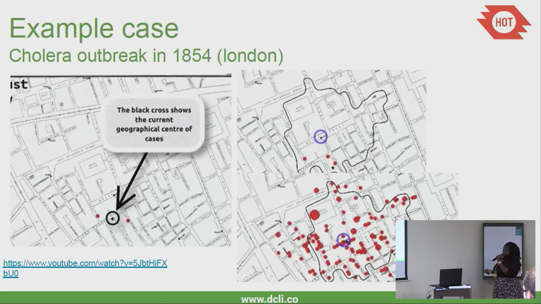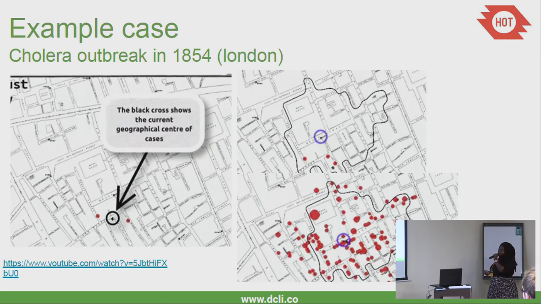This was the case, which we can find on YouTube. It was the cholera outbreak discovered by John Snow in 1854 in London, where he was trying to find out where the patients suffering from cholera were coming from. As you can see, here is where the cases started.